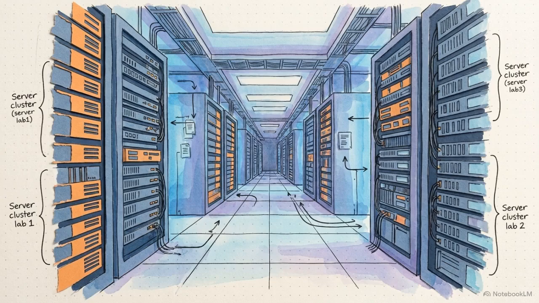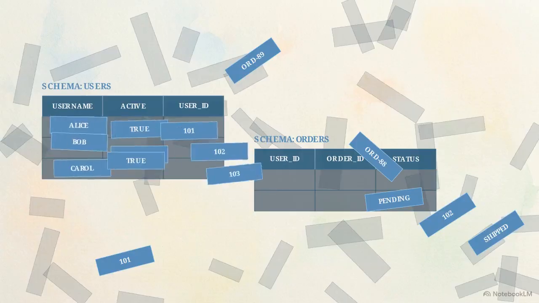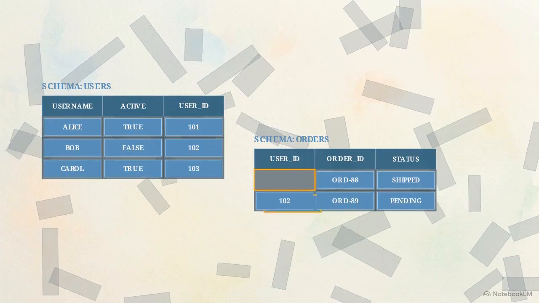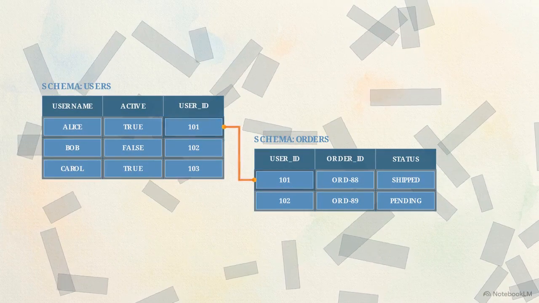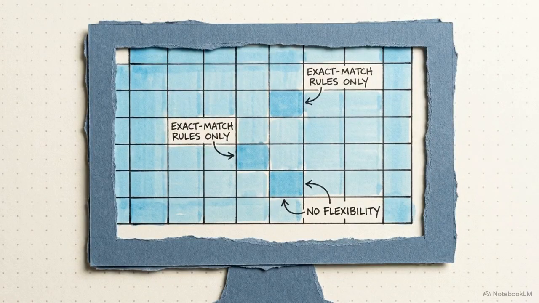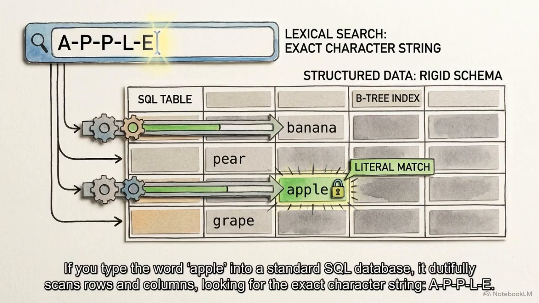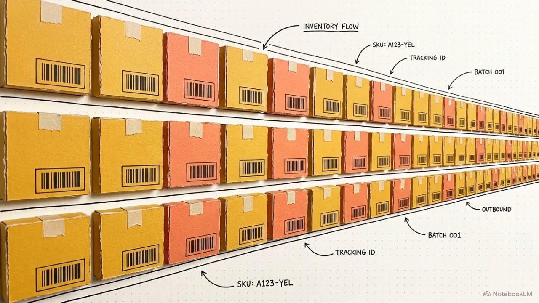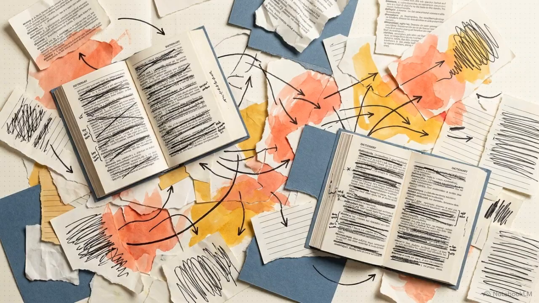We generate petabytes of data every single day. For decades, we have successfully organized this massive digital ocean using traditional relational databases. These systems rely on strict, exact match rules to function. If you type the word apple into a standard SQL database, it dutifully scans rows and columns looking for the exact character string APPLE. That works beautifully for tracking strict inventory, but human language is messy.